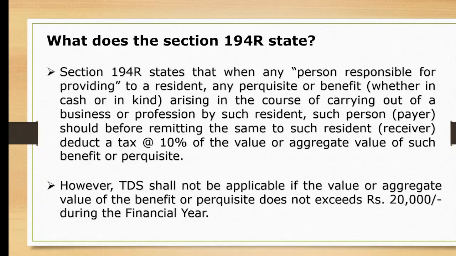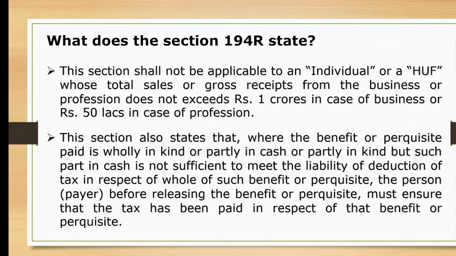So this is section 194R, which states that when a person responsible for providing to a resident any perquisite or benefit arising in the course of carrying out such business or profession, such person should, before remitting the same, deduct 10% of the value or aggregate value, as I discussed now. However, TDS shall not be applicable if the aggregate value of the benefit or perquisite does not exceed 20,000 during the financial year. This section shall not be applicable to an individual or HUF whose total gross receipts or sales do not exceed rupees 1 crore in case of business or rupees 50 lakh in case of profession.